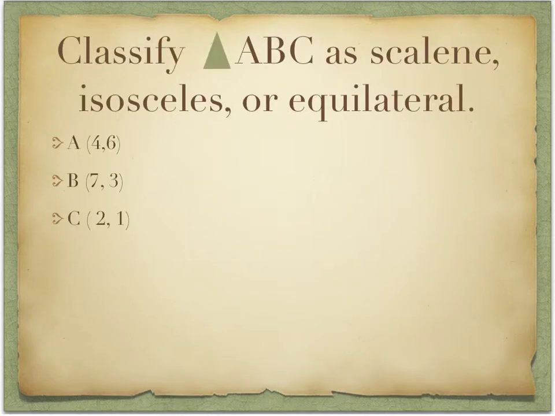Now here's an application problem, which should look very similar to what you had in geometry. This is asking us to classify the triangle ABC as scalene, isosceles, or equilateral. And even if we were to graph the points, you still wouldn't know for sure if it is scalene, isosceles, or equilateral. Remember that those three vocabulary words had to deal with the length of each side.